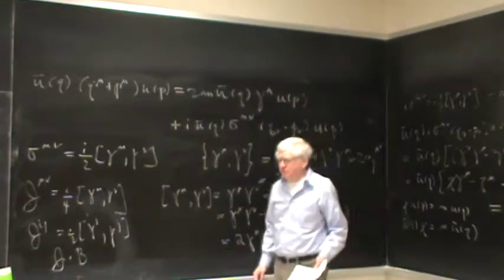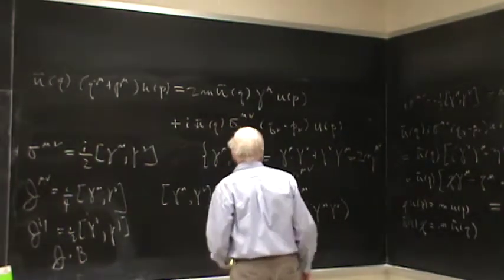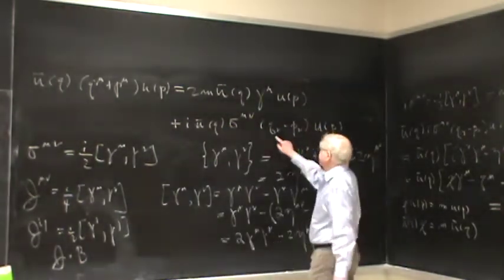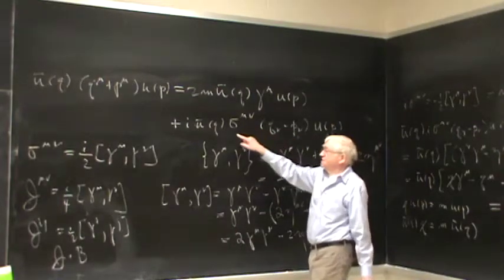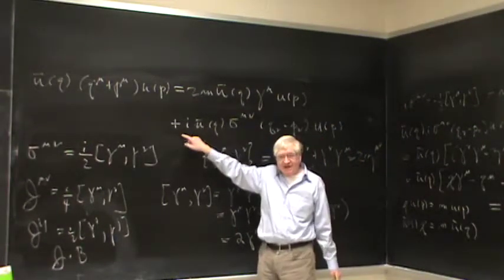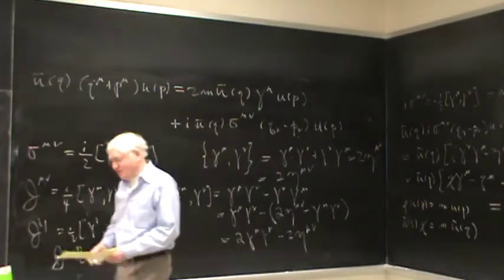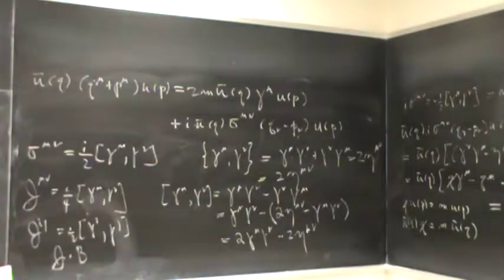And if you look in Schwartz, what Schwartz does for some reason is he interchanges p and q, producing a minus sign here. And so you might think that his Gordon identity is different, but it's actually the same.